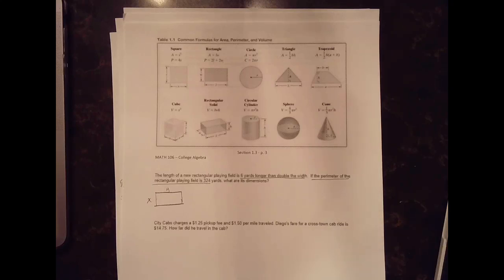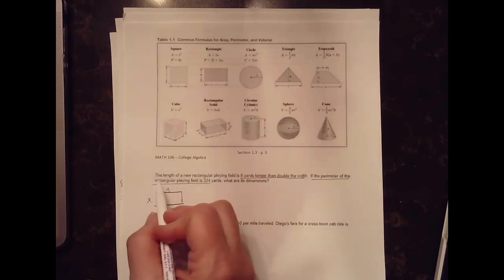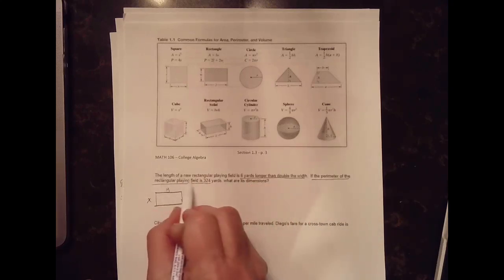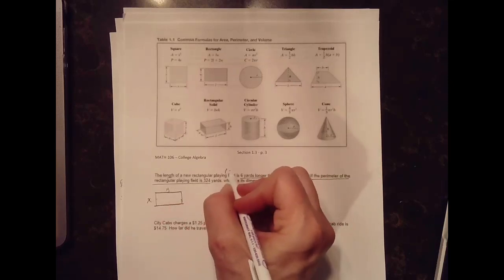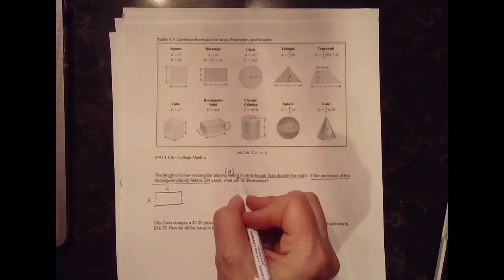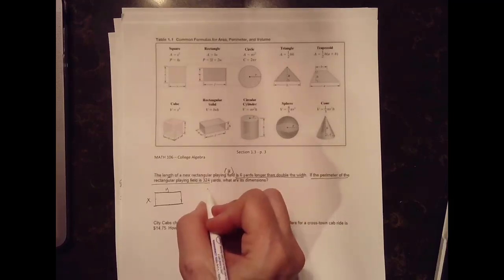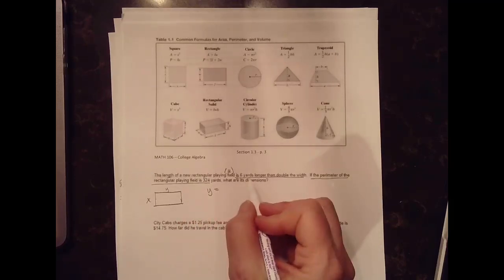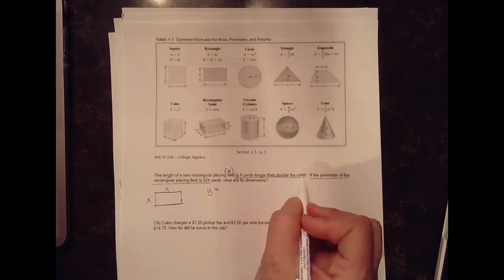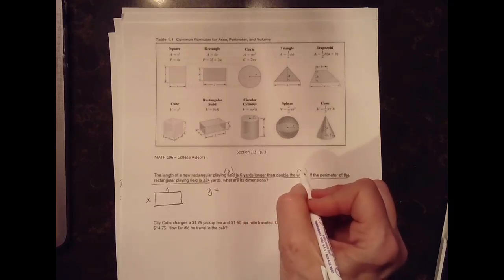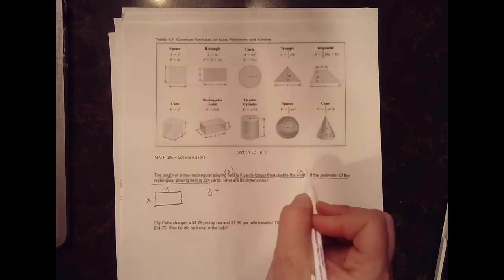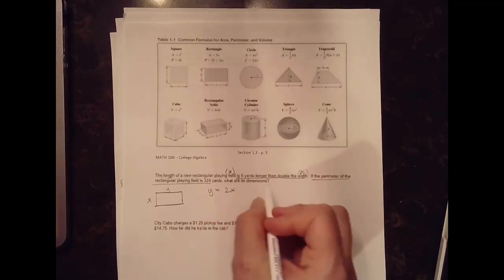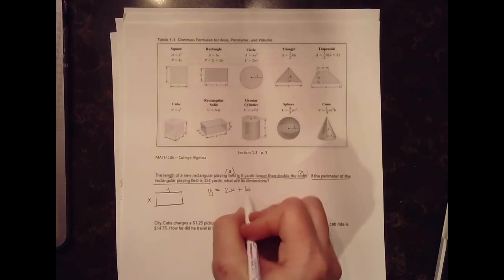So to start off with the first one, I'm going to say the length of the rectangular playing field. So that's going to be my Y. I have the word is, so I know that that's going to be equal. So Y is 6 yards longer than double its width. And my width I'm going to let represent X. So in other words, double the width, which is going to be 2x, and I'm also going to have plus 6.